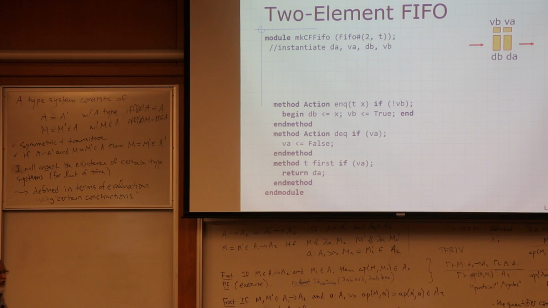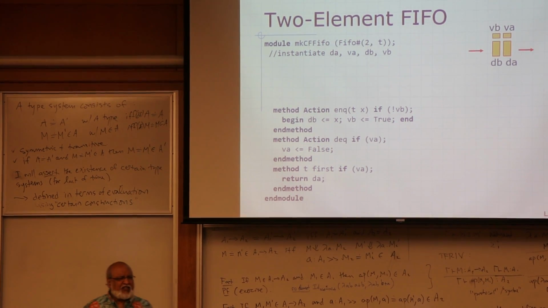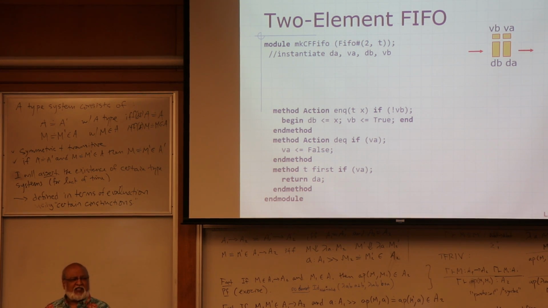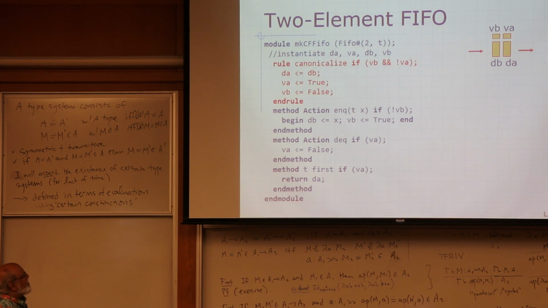Okay, but what is the problem now? So you will NQ something. Now, what will we see in DA at that point, or VA? It's still false, right? So I need some rule for moving things from DB to DA. So I'll call that rule canonicalize. And I really did forget to instantiate. So just imagine those registers have been instantiated. Okay. So what does this rule canonicalize?